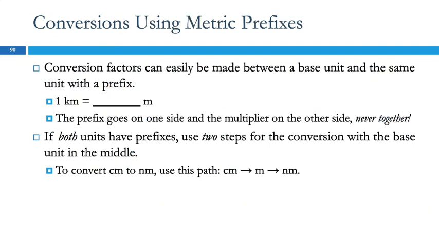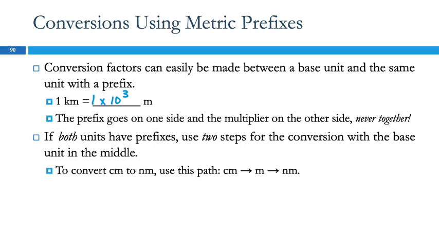So I already showed you how to do this, but here's the slide with the words on it. We can make conversion factors using base units and units with a prefix, like kilometers to meters. Instead of writing the kilo, the little k, we write what it stands for. So 1 kilometer is 1 times 10 to the 3 meters, because when you look on that table, k means 10 to the 3.